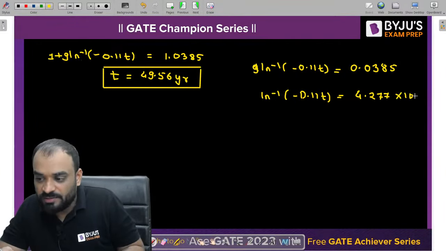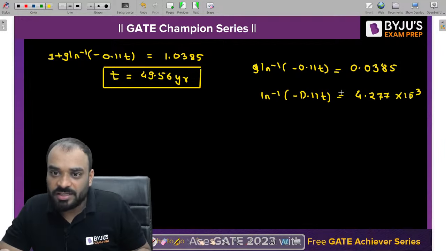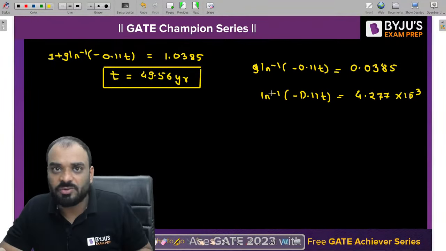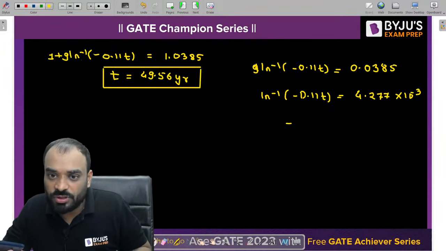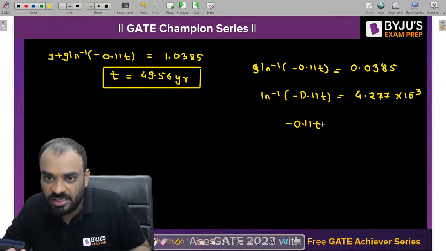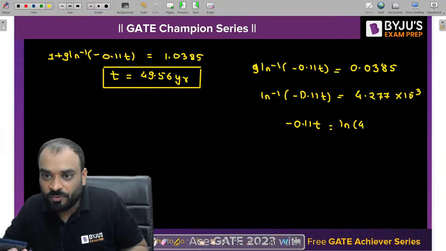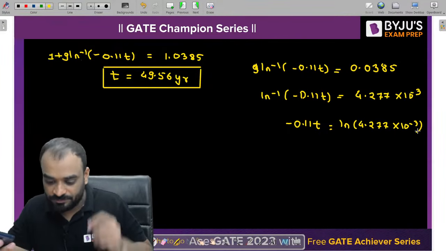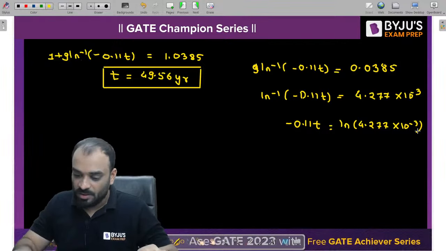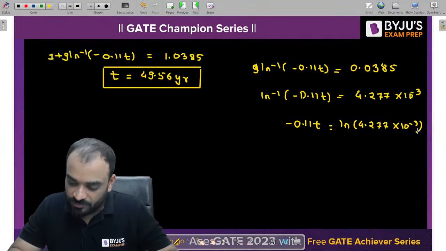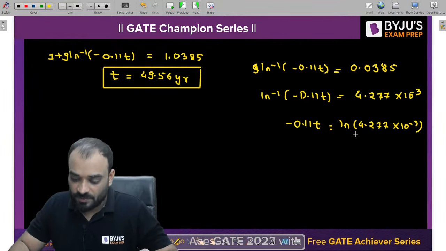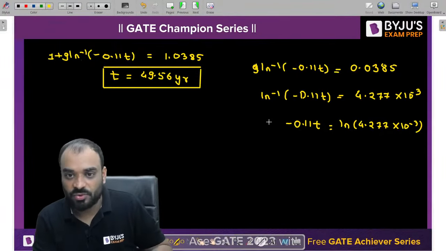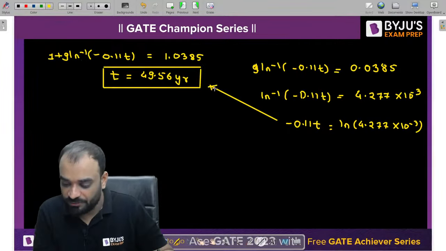No issue, Tejoram, I will explain it. Now take the ln on both sides. If you take the ln, it will get cancelled, and you need to put ln over here only, right? So if you take ln on both sides, this value will become 0.11 t, and ln 4.277 into 10 raised to the power minus 3. Now calculate it further. Clear? So you will get the same answer which we are getting over here, t is equal to 49.56.